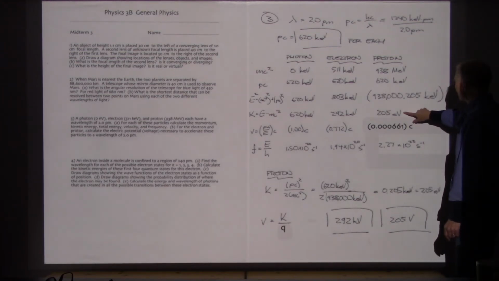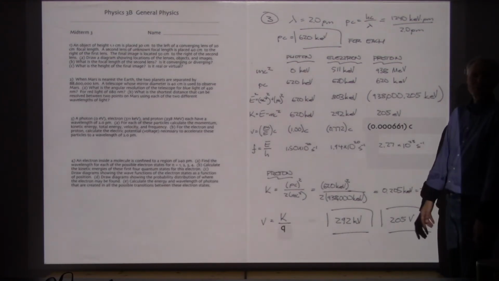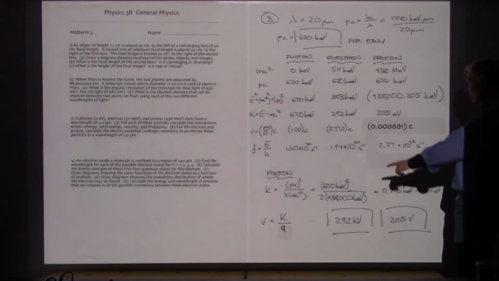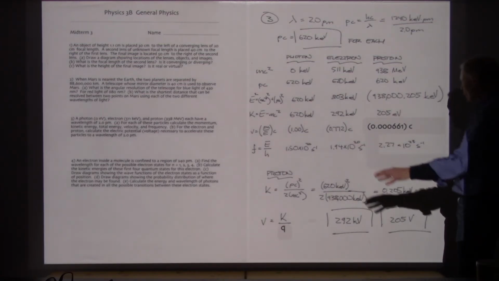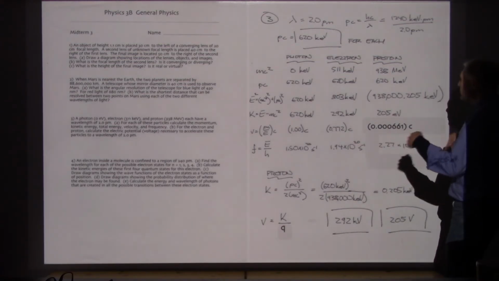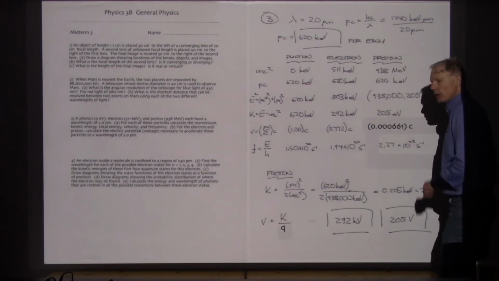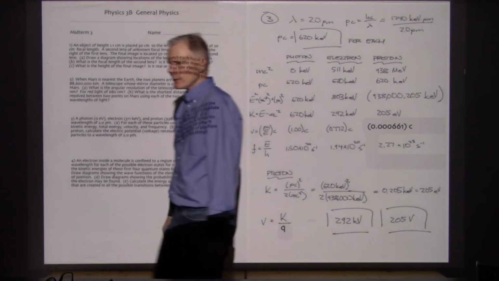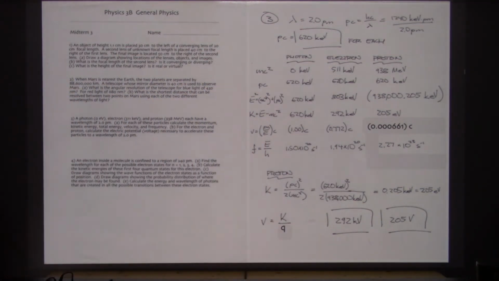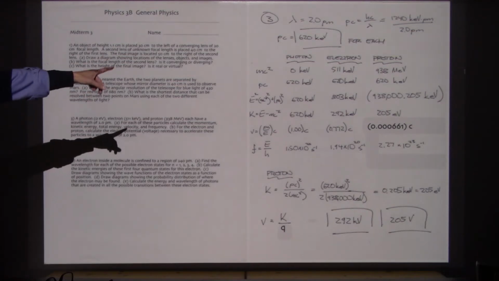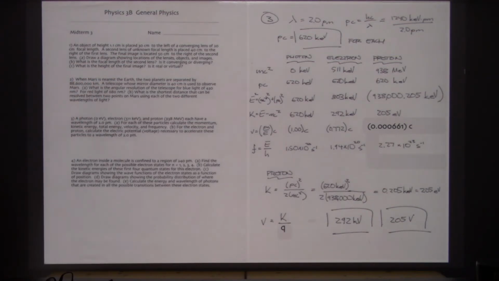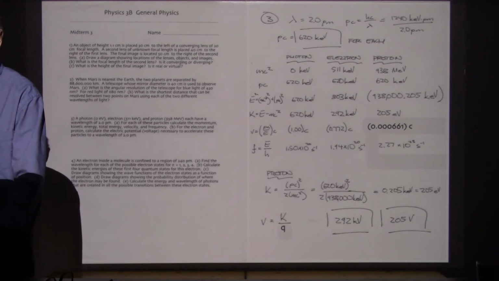But look, for the proton, I only need 205 volts. So the electron's going to need more than 1,000 times the voltage to get up to the same momentum and the same wavelength compared with the proton. Okay. So that's what it looks like. That's what the calculations look like once you start using quantum mechanics and once we start using relativity in these problems. So any questions on this, stop by.